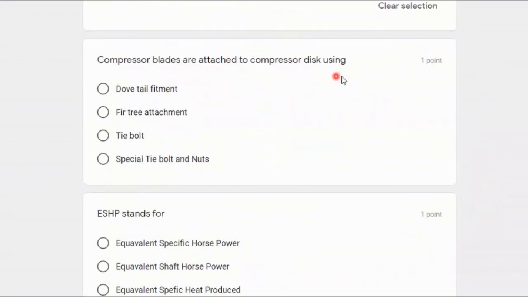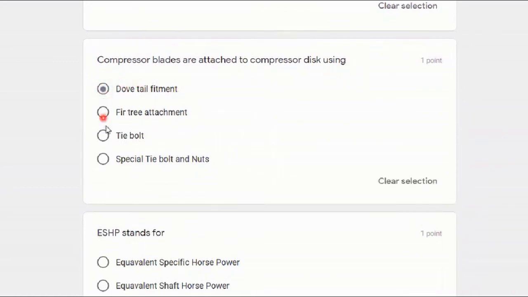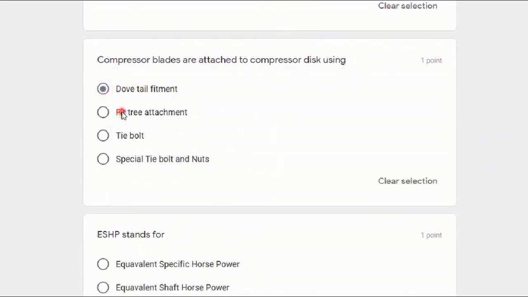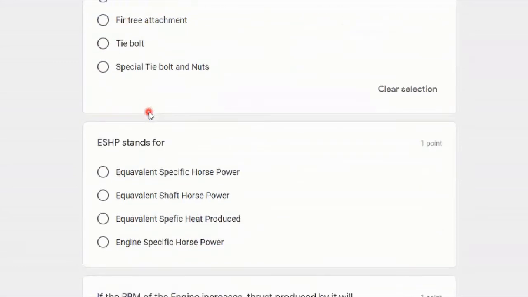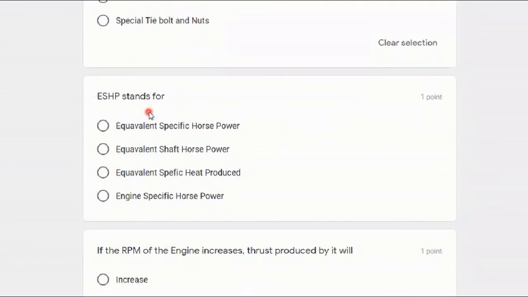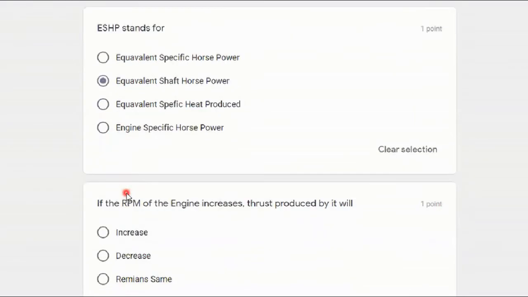Compressor blades are attached to the compressor disc using dovetail fitment. This is one of the DGCA's favorite questions, beta. Memorize this and then go for the exam. ESHP. ESHP is used only in the helicopter type of aircraft. ESHP stands for equivalent shaft horsepower. Which option? This one. Equivalent shaft horsepower.